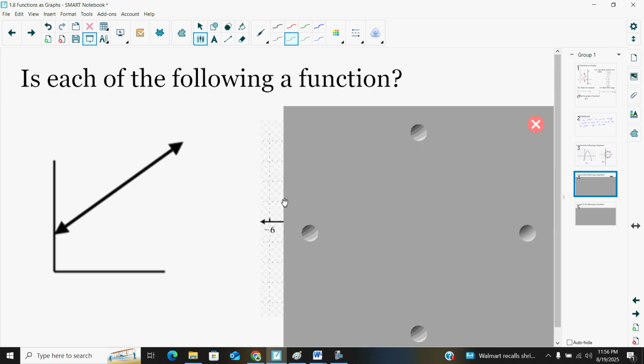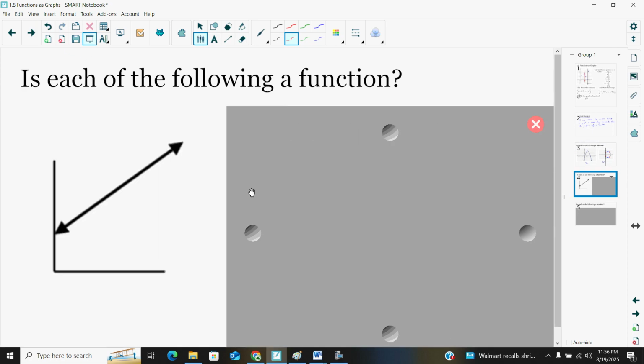Let's talk through a couple more. This one, we've just got a straight line. If I take a vertical line, no matter where I put that vertical line, it only crosses through that line once. Now remember, this is the coordinate plane down here. That's not part of my graph. But there's nowhere I put a vertical line that it crosses through that line more than once. This one is a function.